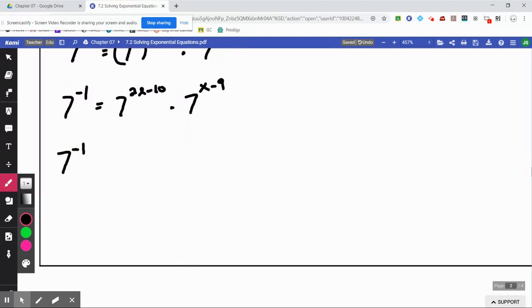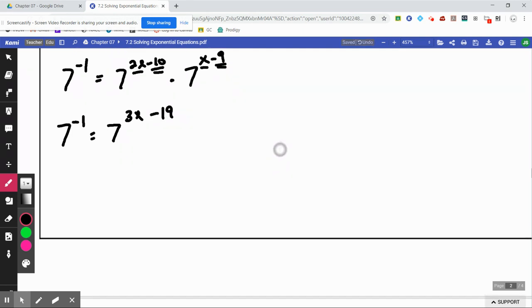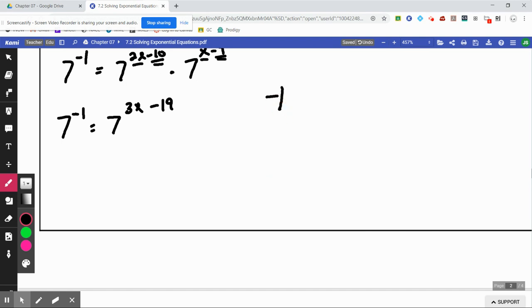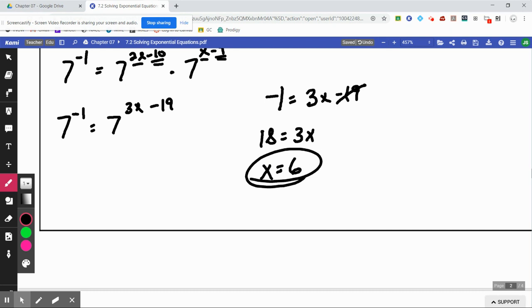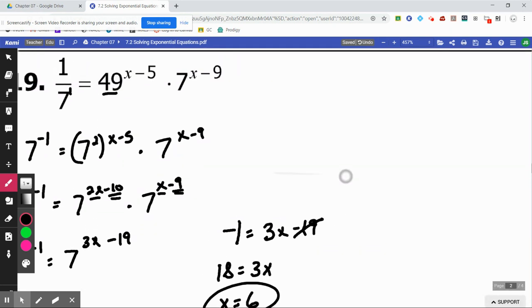You can now multiply these by adding your exponents. So combine like terms, that'd be 7 to the 3x, and then the negative 10 and negative 9 would be negative 19. We now set our exponents equal. Negative 1 is equal to 3x minus 19. Move minus 19 by adding gives you 18 is 3x. Divide by 3 gives you x must be 6. Number 20.